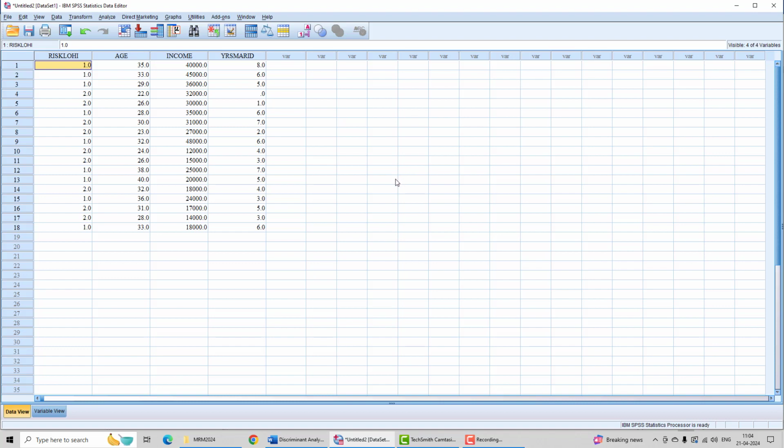The data already has 18 rows. That means details of 18 customers whom they have already classified as high risk and low risk customers. So 1 stands for low risk, 2 stands for high risk. The other details in the data are the age of the customer, the monthly income of the customer, and the years of his marriage, how many years he has been married.